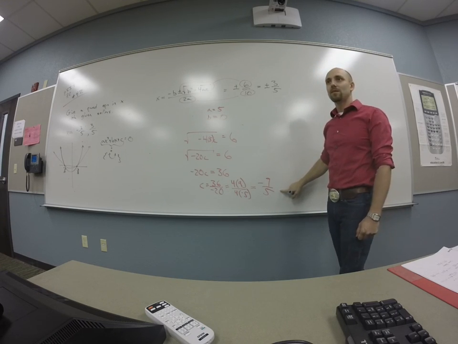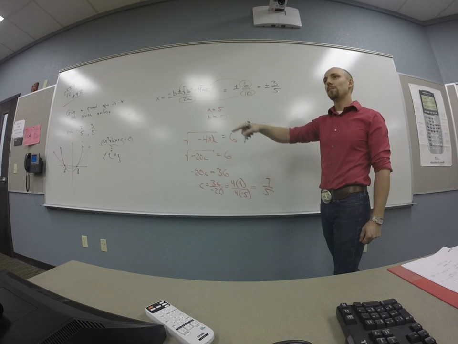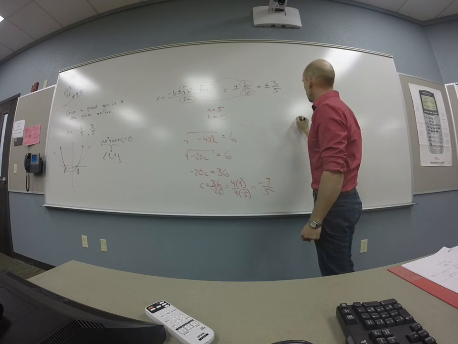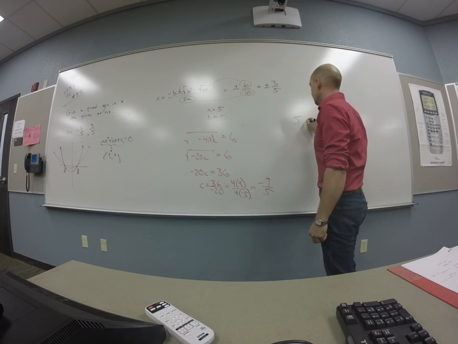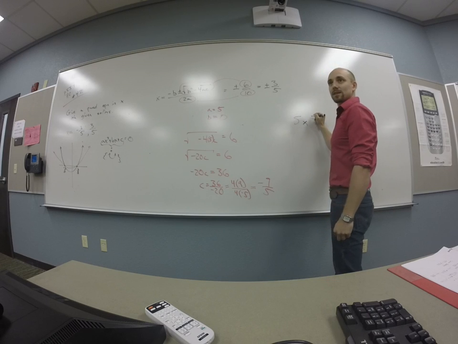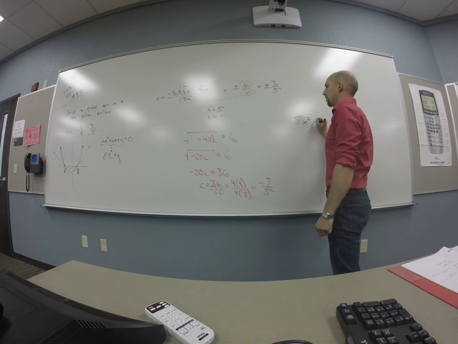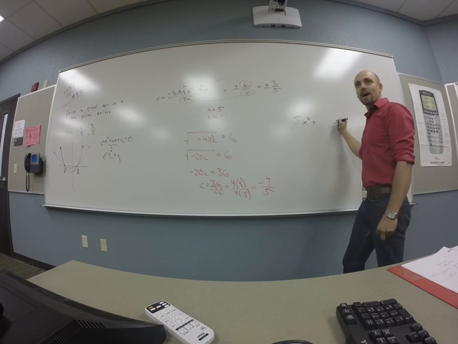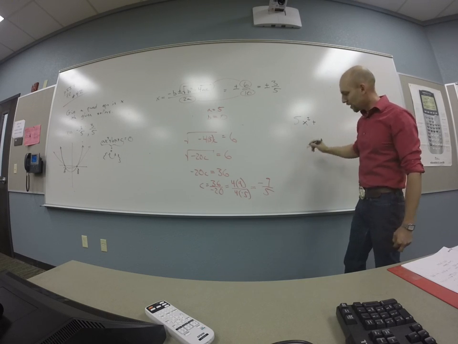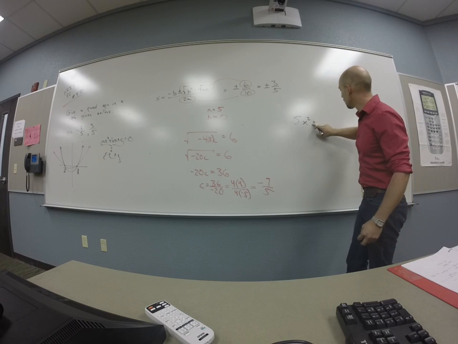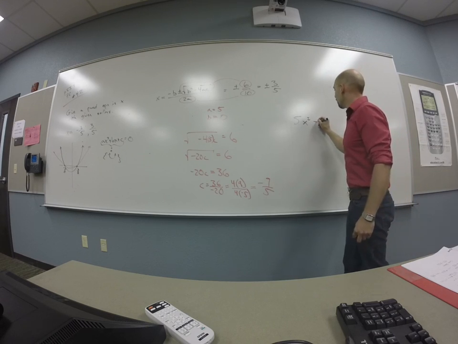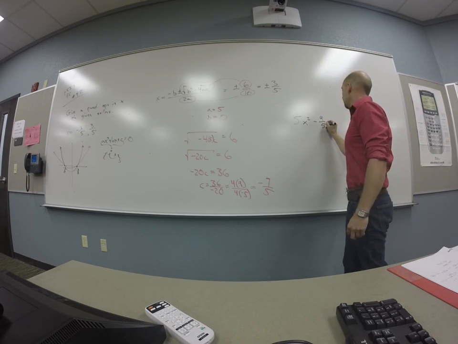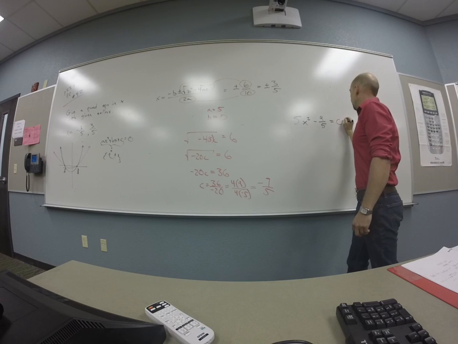Put into the form for the quadratic formula, right? So 5x squared plus 0x, right? And that's supposed to be a 9. So minus 9/5 equals 0.